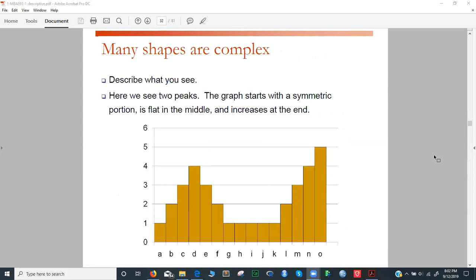Look at this one here, we have two peaks. How do you know which one's appropriate? You really don't know. The histogram shows a peak at D and a peak at O, and since it's cut off here, you don't know if this thing goes up forever.